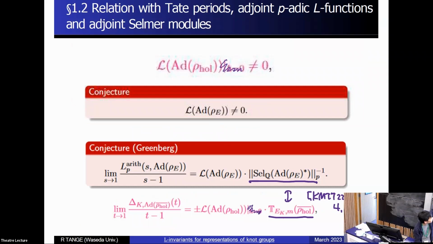So we obtain this similar conjecture in knot theory as in number theory. And in our previous work, we also obtained that these same modules can be regarded as twisted torsion with respect to the meridian.